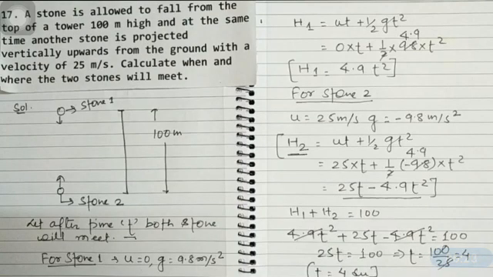Question 17. A stone is allowed to fall from the top of a tower 100 meter high, and at the same time another stone is projected vertically upwards from the ground with a velocity of 25 meters per second. Calculate when and where the two stones will meet.